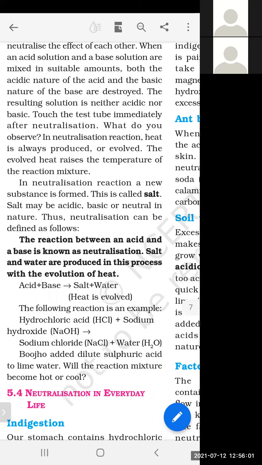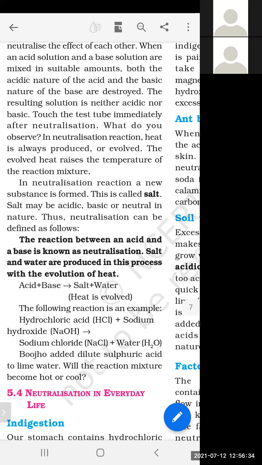Students, also underline this example. It is a very important example. Hydrochloric acid plus sodium hydroxide results in the formation of sodium chloride and water. Also remember the formulas: hydrochloric acid HCl, sodium hydroxide NaOH, sodium chloride NaCl, water H2O.